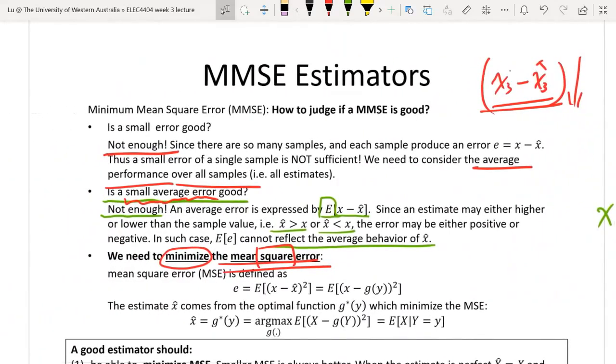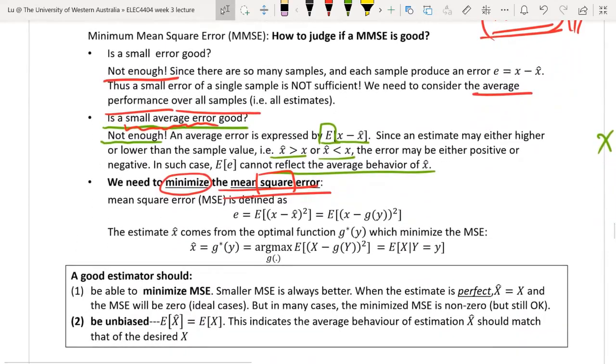So in the MMSE estimators, we focus on the average performance of the mean square error. Okay, we should try our best to minimize the mean square error. Okay, this is the reason we select mean square error minimization as the judgment criteria.